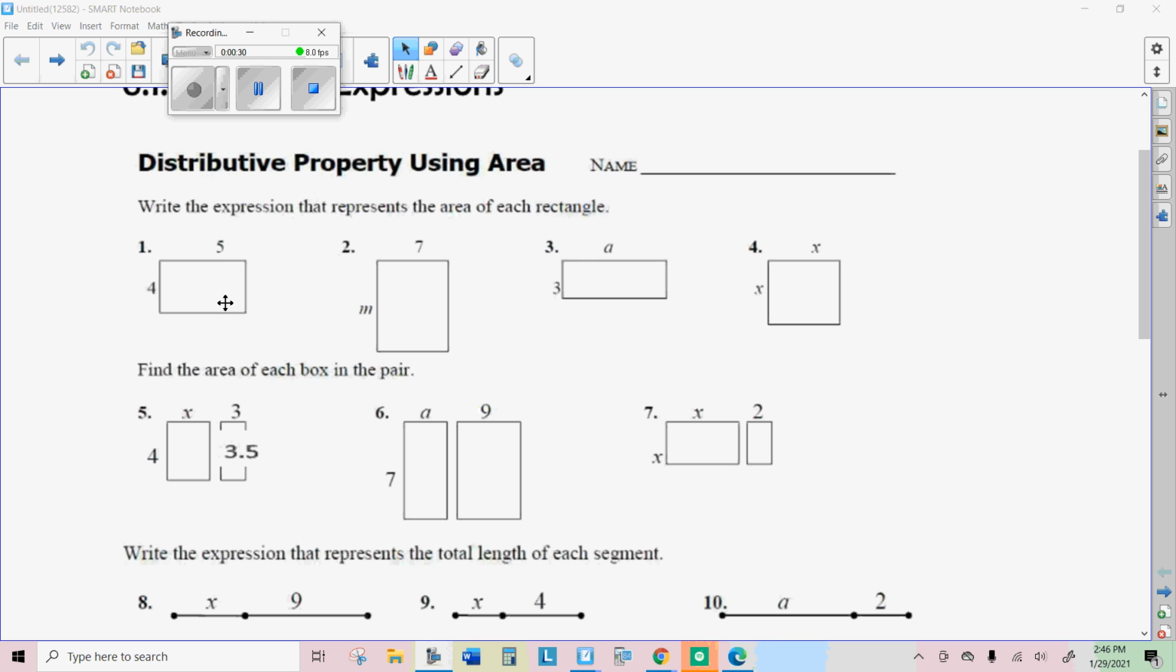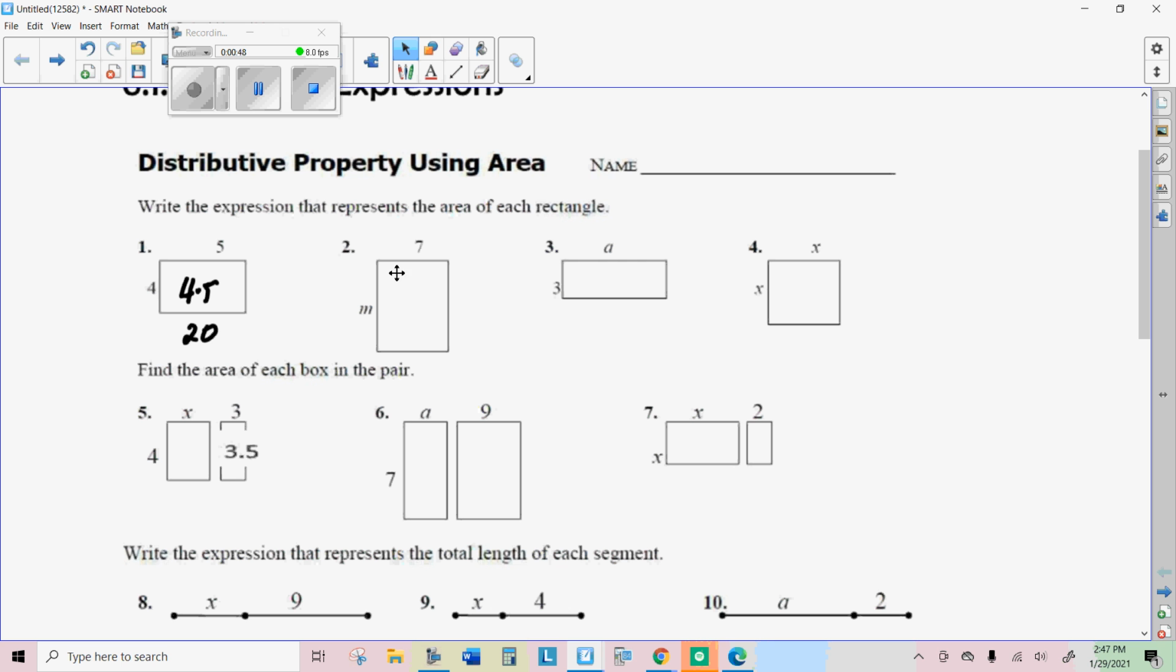So just a quick reminder on how you find the area of a rectangle. You multiply length times width. So this area here would be, you could either write it as 4 times 5 or as 20, right? So you have to multiply the dimensions to get the area.